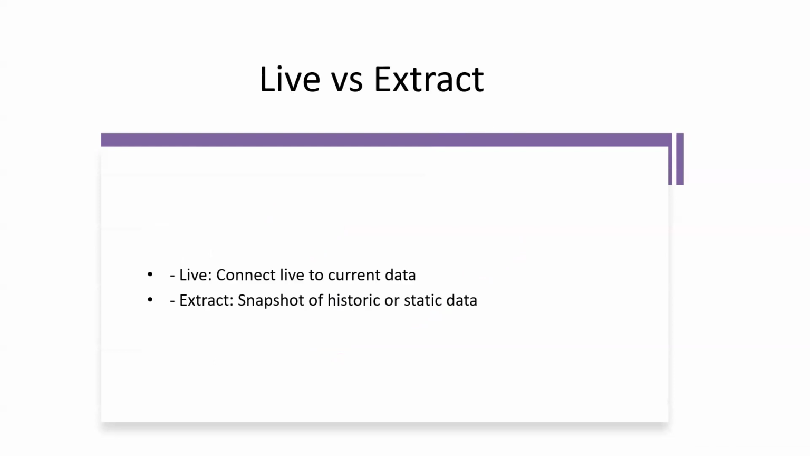Live or extract. Any idea about this? What do you mean by this? Live means connecting live to current data, and extract is a snapshot of the data. Live versus extract: live means we are working on current data, right?